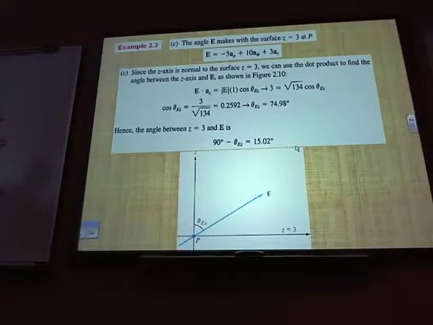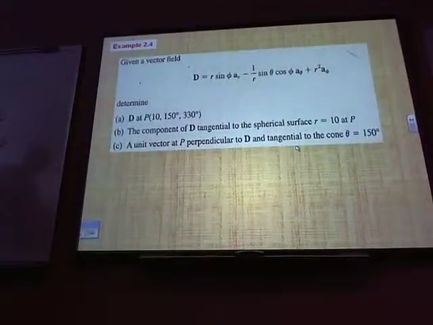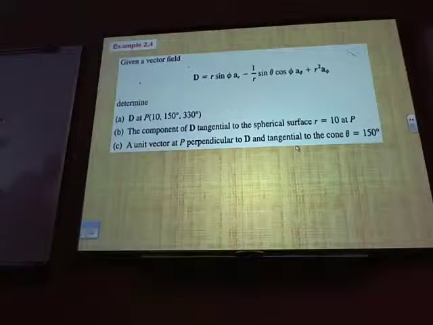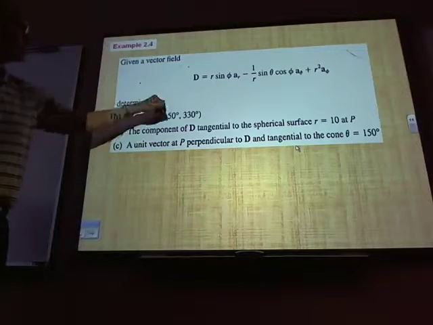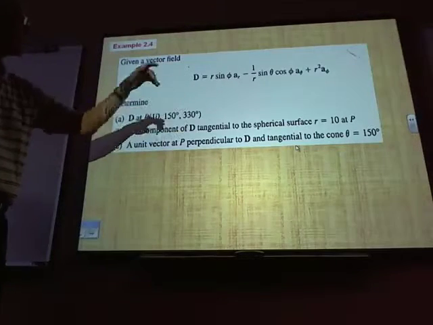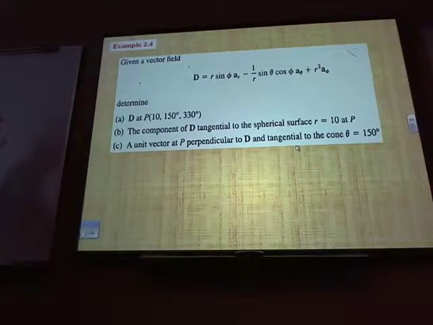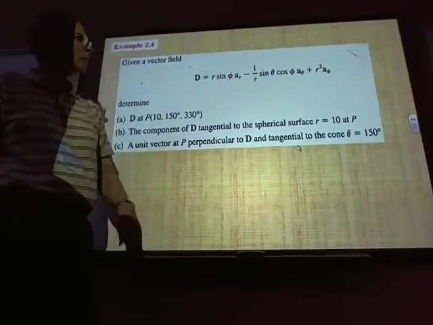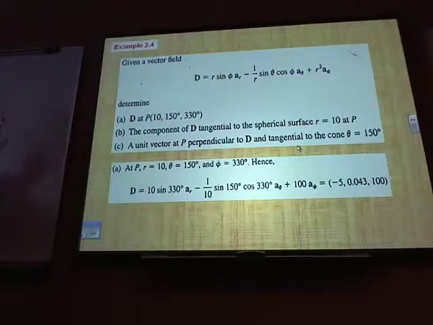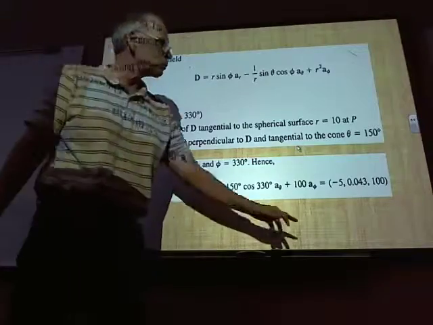Really carefully. Ooh, spherical quantities. We want to determine D, that value there, at these points. How would you do it? Plug and chug. Absolutely right, you're in business. Just plug in R, plug in phi. You can do that. There it is right there. Plug it right in there. No problem. You get a -5, a 0.043, and 100 here.